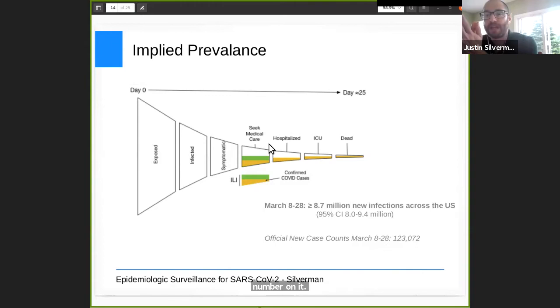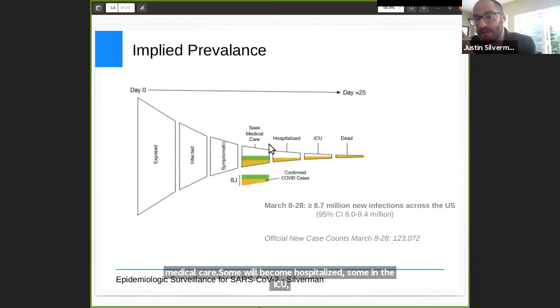I want you to think of a typical course of the COVID illness. So imagine that there is a population of people who are exposed all at the same time. Okay, we call that, let's say, day 0. After some period of time, a subset of those people will go on to become infected. A subset of those will go on to show symptoms. A subset of those will then go on to seek medical care. Some will become hospitalized, some will go to the ICU, some will die. It's at this point that they seek medical care that we start seeing them in different data sets.